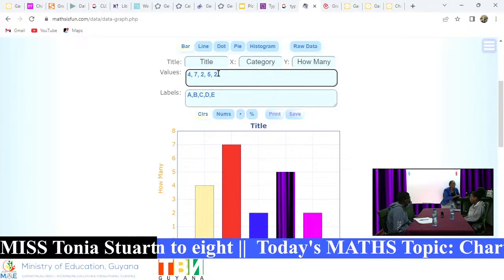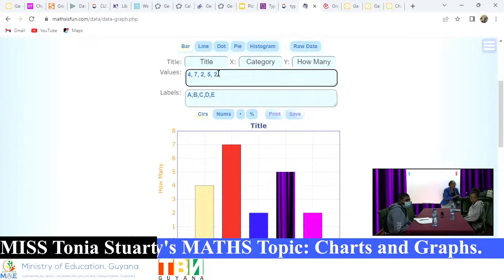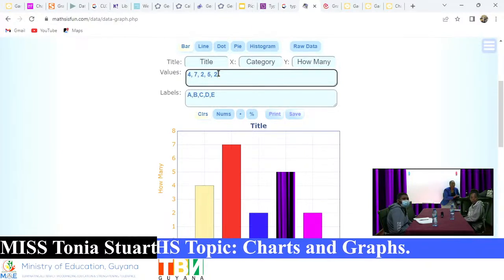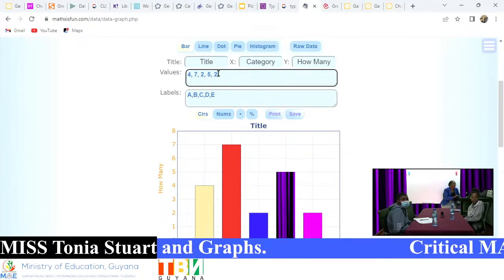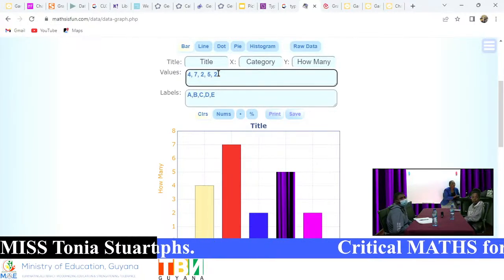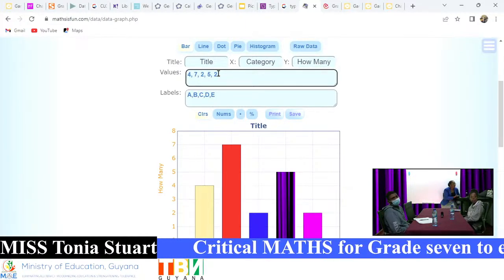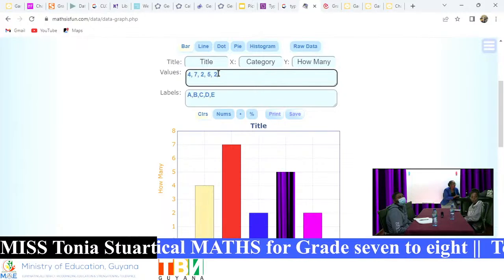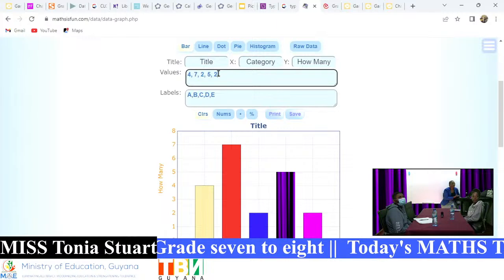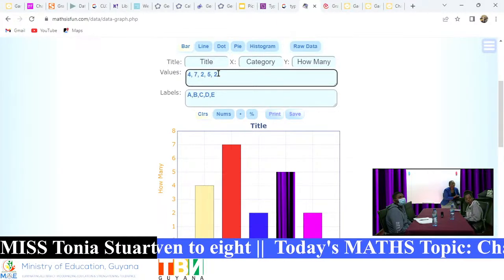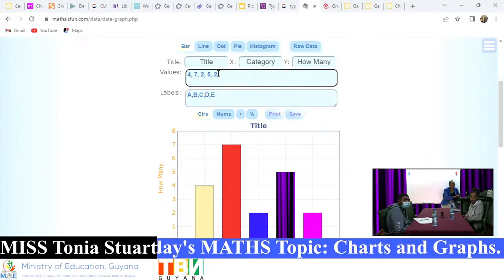So I can ask you some questions here. Which two categories are equal? C and E. Which category appears the most? Category B. Which two categories would add up or sum up to 9? B and C.